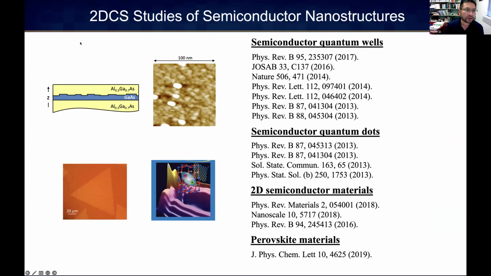Now it turns out 2D spectroscopy has been used to study those many-body dynamics, carrier dynamics in different semiconductor materials, including quantum wells, quantum dots, 2D materials, and perovskite materials. And this is just a very incomplete list of some of the examples.